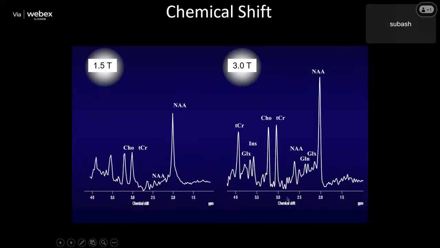But when you go to 3 Tesla, you see so many peaks: the NAA, choline, creatine, then mannitol, Glx, the glutamate. All these peaks can be visualized on high Tesla magnets.